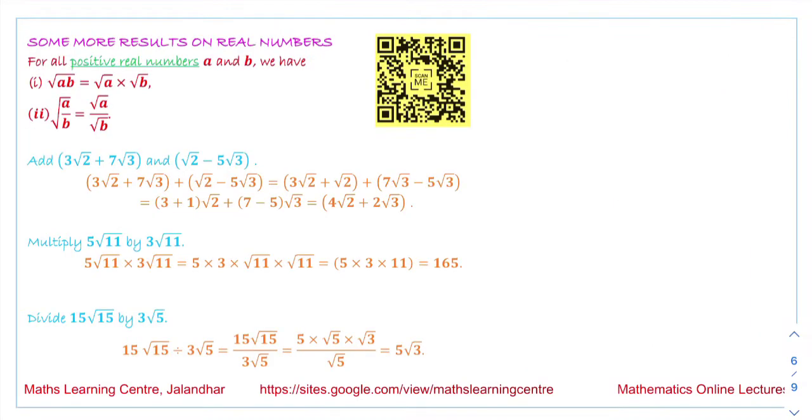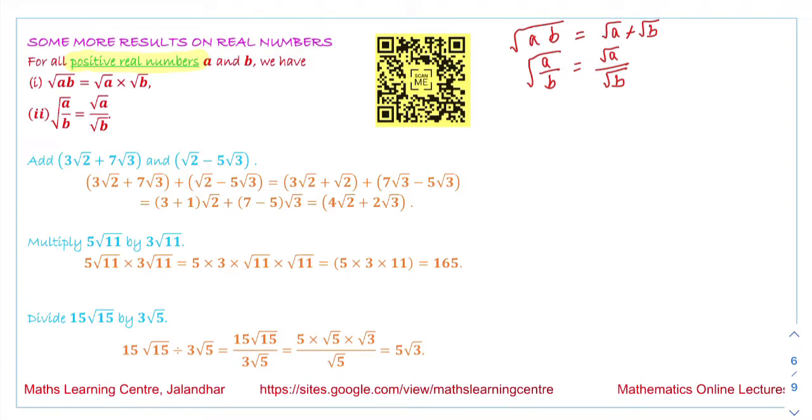Now the next we have is some more results on the real numbers. So first is, if A and B are two positive real numbers, this term positive is very important over here, that this result only holds for the positive real numbers. Then square root of A into B is equal to square root of A into square root of B, and square root of A over B is equal to square root of A over square root of B. The most important condition is that both A and B should be positive.